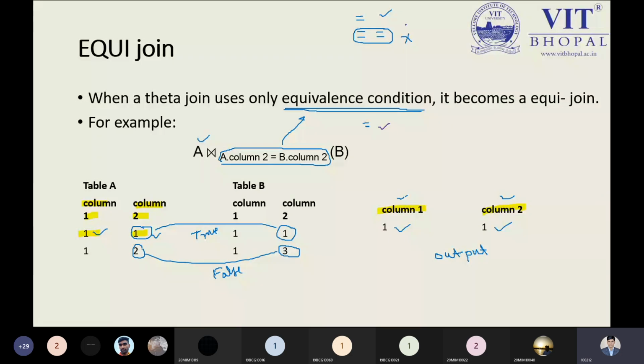Instead of the double equal to, we have to use only a single equal to operator. At that time, we are using the equivalence. You will be able to see here that it is already explained, but I am just explaining once again. Table A and table B have some data. So this is the first record which is meeting our condition.